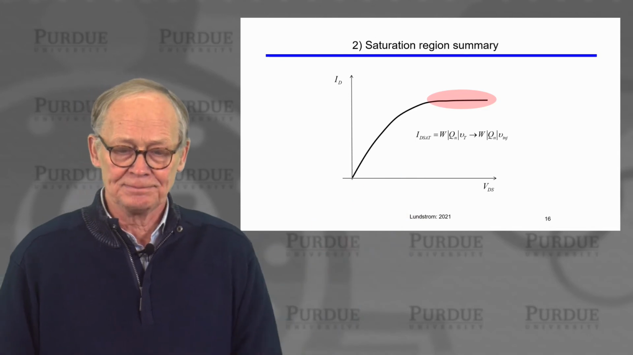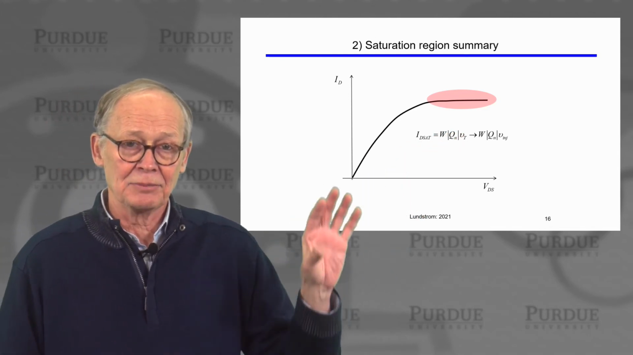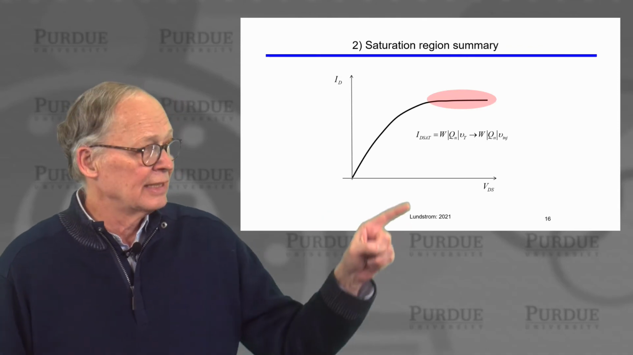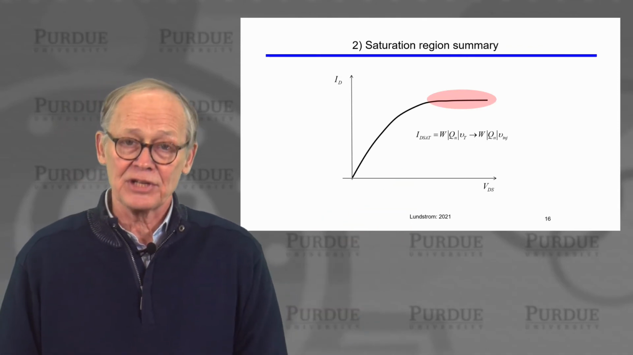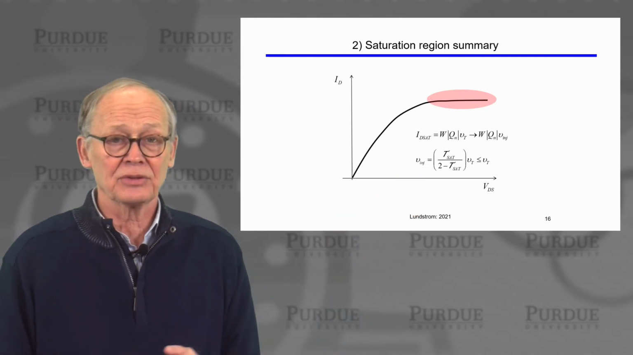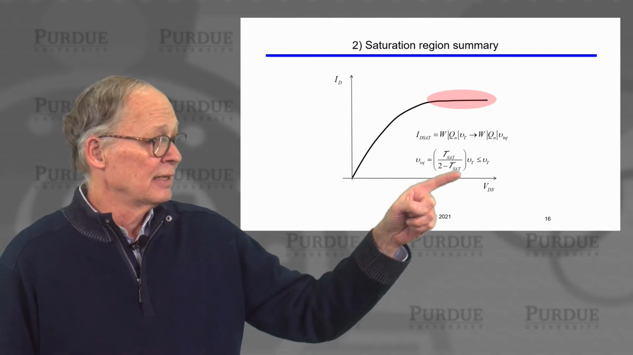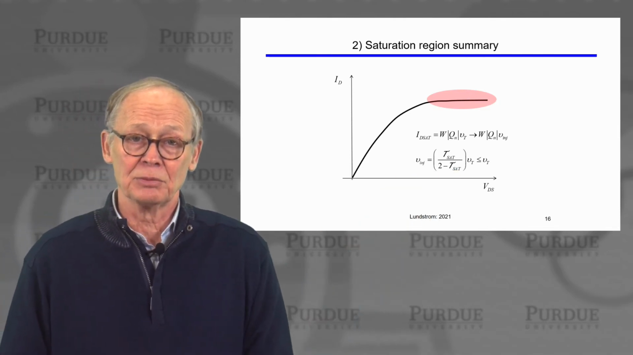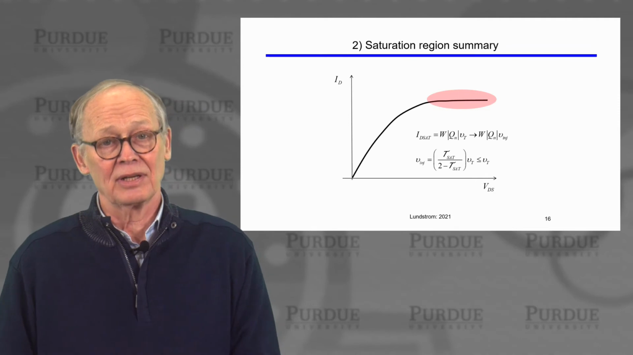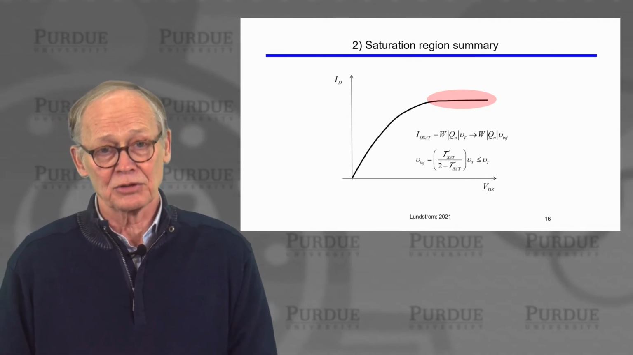Let's write it this way. The current is width of the MOSFET times mobile charge at the virtual source times what we'll call an injection velocity. The injection velocity we've just deduced is transmission divided by 2 minus transmission times the unidirectional thermal velocity. So it's always a little less than or equal to the unidirectional thermal velocity.